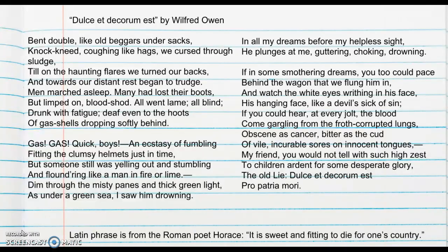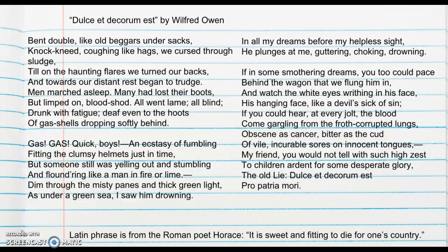If in some smothering dreams you too could pace behind the wagon that we flung him in, and watch the white eyes writhing in his face, his hanging face like a devil sick of sin, if you could hear at every jolt the blood come gargling from the froth-corrupted lungs, obscene as cancer, bitter as the cud of vile, incurable sores on innocent tongues, my friend, you would not tell with such high zest to children ardent for some desperate glory the old lie: Dulce et decorum est pro patria mori.